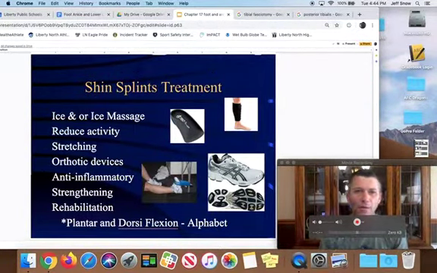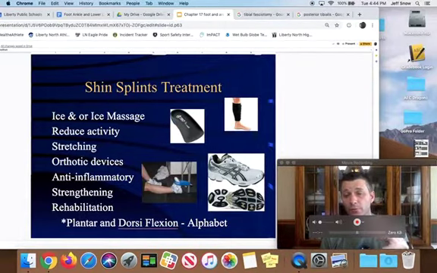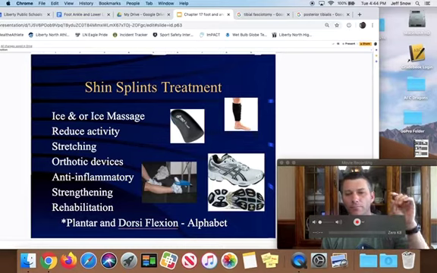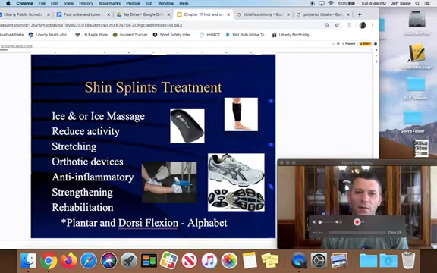cause. Some of the more common treatments for shin splints, again, this kind of depends on what the root cause is. If it's just an overuse, they've ramped up too quickly, we might need to limit them, decrease their activity to more appropriate levels. If it is a flat foot issue, then some taping, orthotics, things like that.